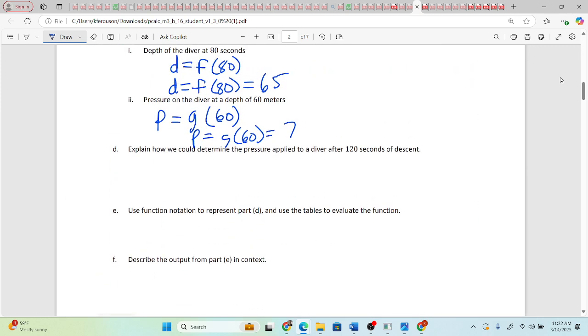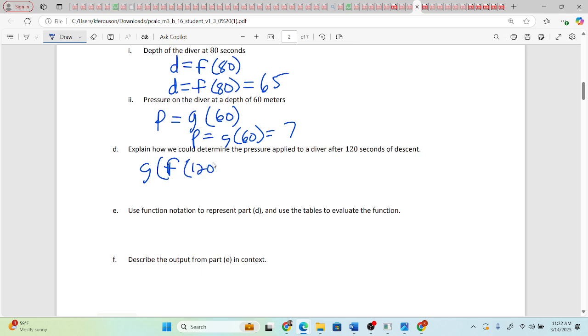The first function tells us the depth if we know the time, how long the person's been going down. And then the second chart tells us, if we know how long the person's been going down, how much pressure they have. So I'm going to say G is our second function and F is our first function.